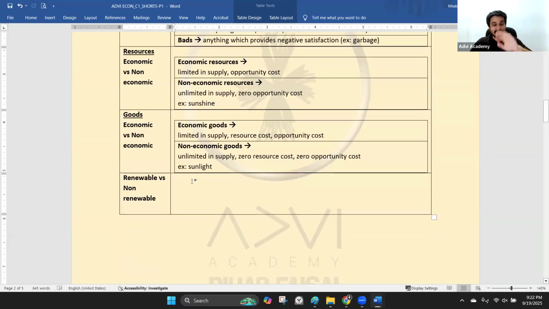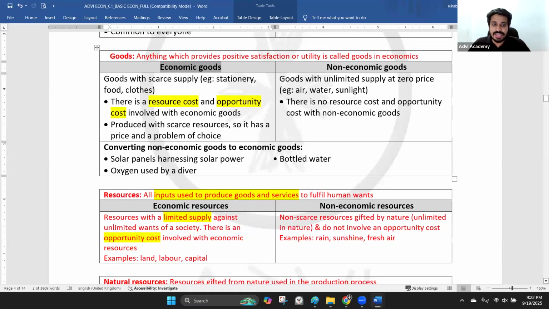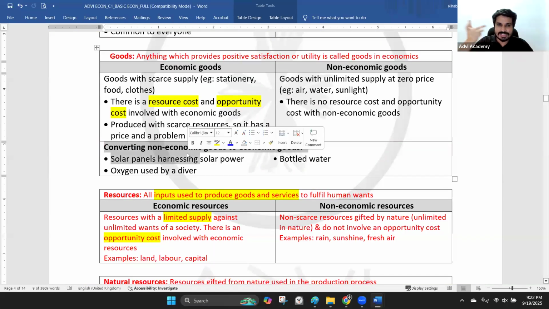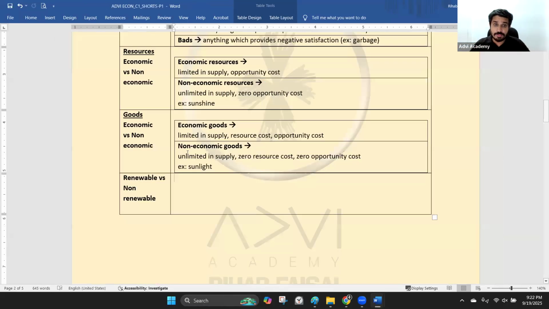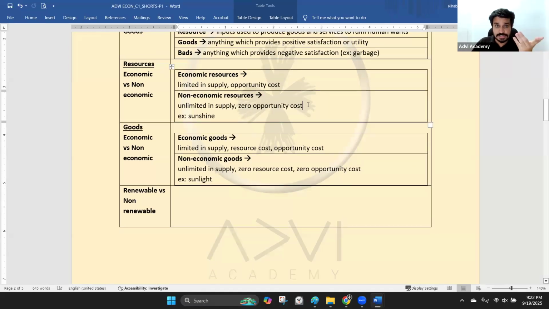Anyways, coming back to this part. Humans are never satisfied. There's one important thing, by the way. You can convert non-economic goods to economic goods. That is what we are talking about here. We said sunlight is a non-economic resource, a non-economic good also. If you're converting that into solar power, electricity is an economic good. It has a resource cost. It has an opportunity cost also. Electricity, yes. If you go and touch electricity and you die, can somebody take that electricity and use it again to power their house?